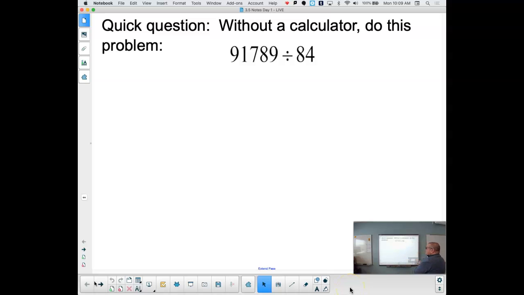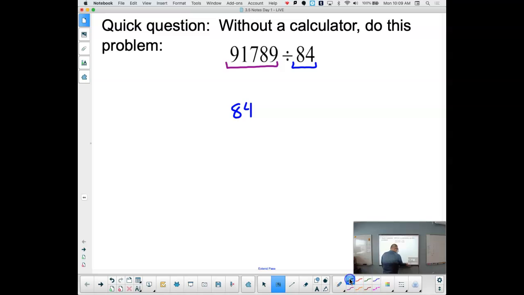So, without a calculator, I would like you to divide out this problem. I'm going to ask you to think way back, almost a decade ago, back when you learned how to divide numbers. This number is the dividend, and this number is the divisor. The divisor goes on the outside, and then we have this funky little division symbol, and then this number goes inside.